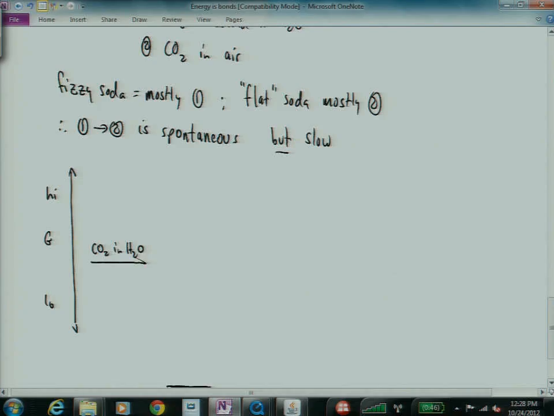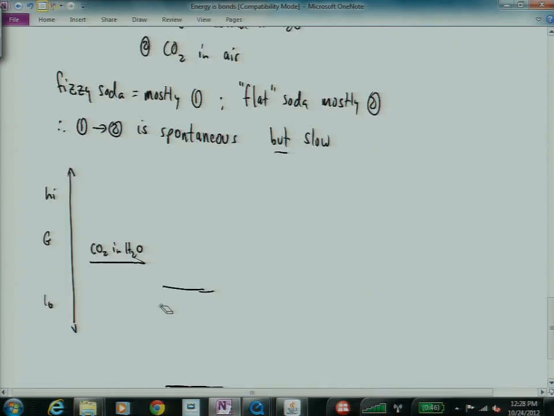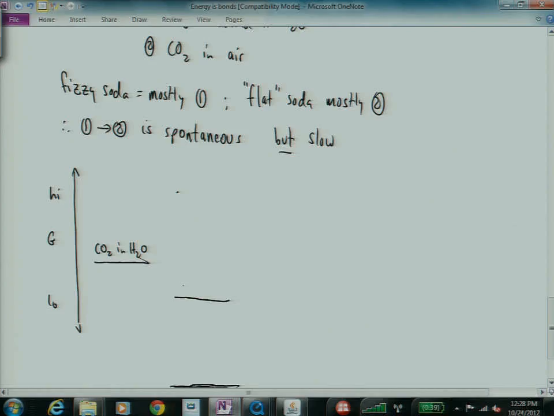If my pen would write. Why is my pen not writing? There we go. CO2 in air. All right. The other thing we know is that there's got to be some transition state. And there's a reaction path that goes through this transition state.